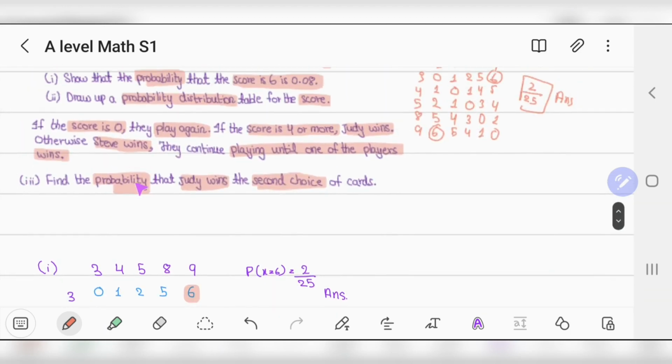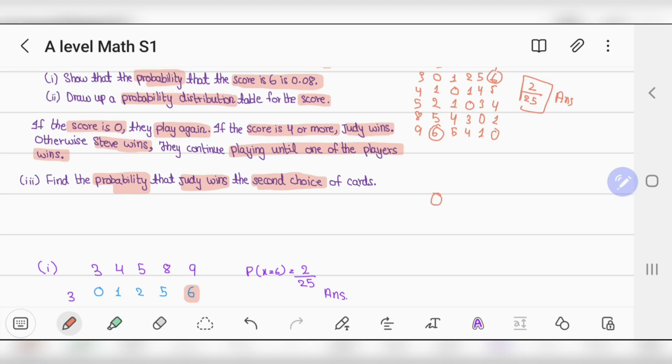Then it says find the probability that Judy wins on the second choice of cards. If the score is 0, they play again. If the score is 4 or more, Judy wins. Otherwise, Steve wins. They continue playing until one of the players wins. Judy wins on the second choice of cards, which means on the first choice of cards the score was 0, so they play again.